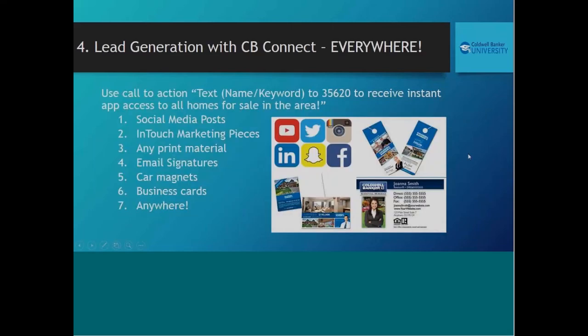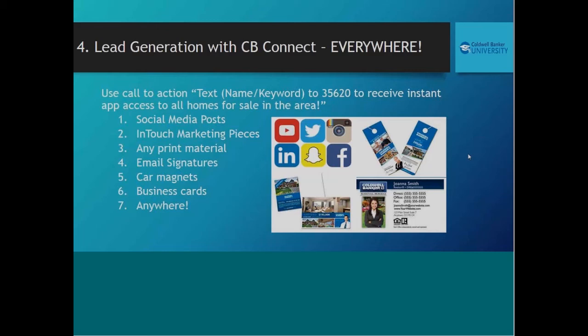You can use that property code pretty much anywhere you think of. So let's get creative with it. When it comes to your app, you can use that call to action. Text my name to 35620 to receive instant app access to all homes for sale in the area. Now keep in mind this does tie into your MLS membership. So be specific that it is in your area.